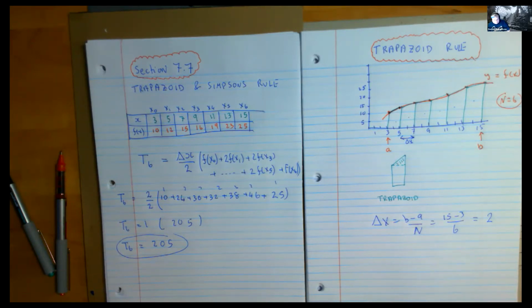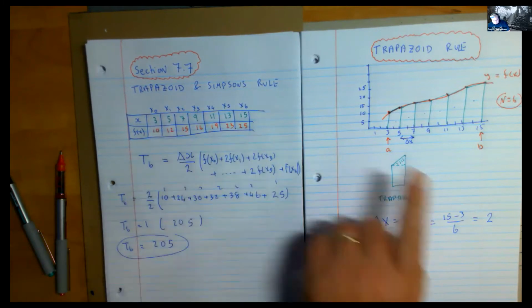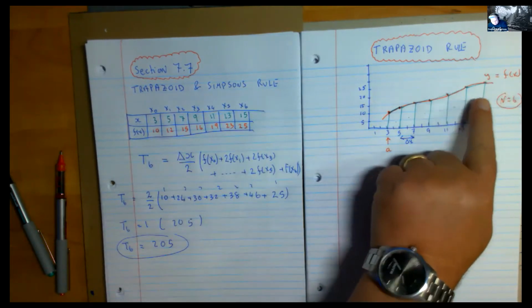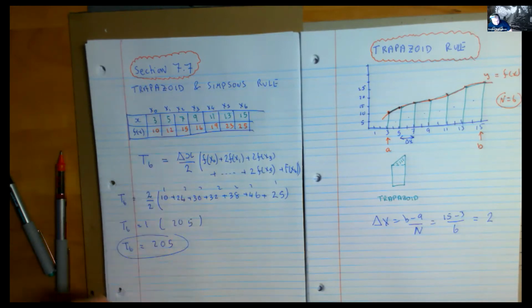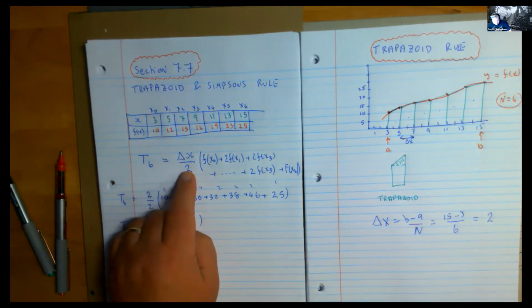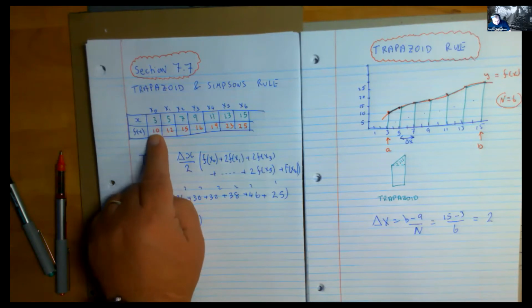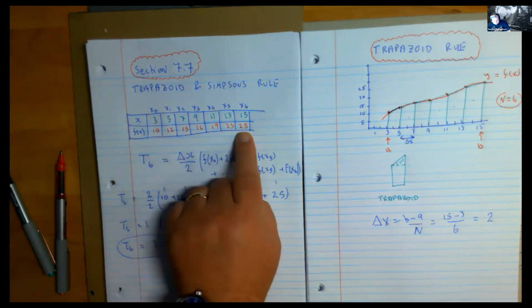So the trapezoid rule, typically a table. If you don't get a table, you'll get a picture like this, which you will make the table from. And then you just go delta x divided by 2, one of these, 2 of them, one of these.